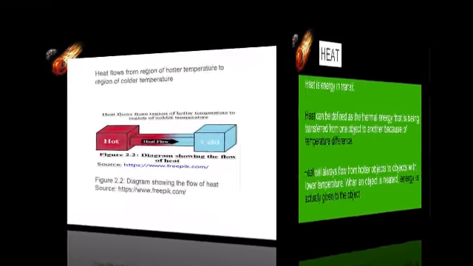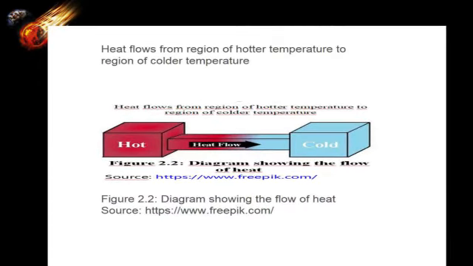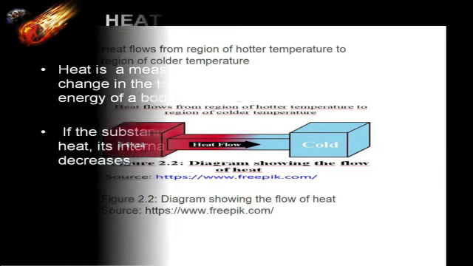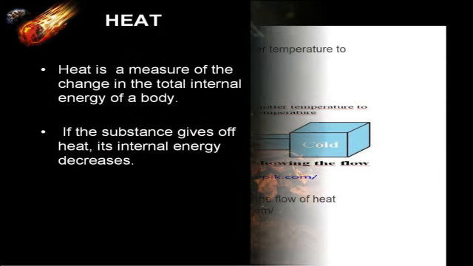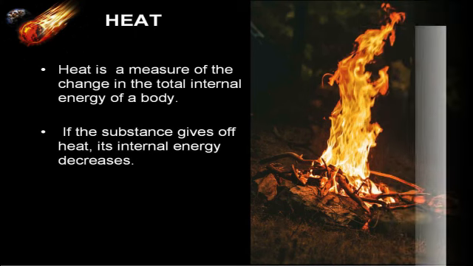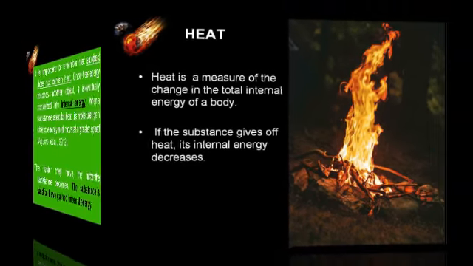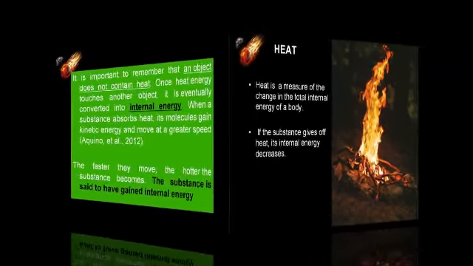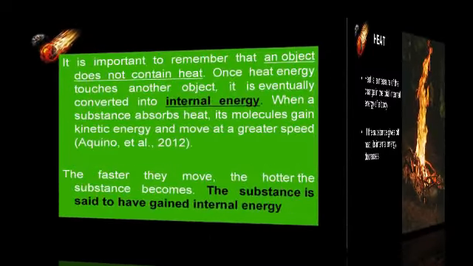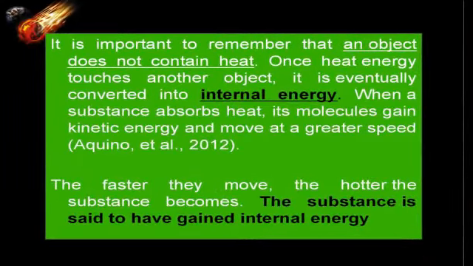Now let us look at figure 2.2. So it shows that heat flows from a region of hotter temperature to a region of colder temperature. Heat is also defined as the measure of the change in the total internal energy of a body. If the substance gives off heat, its internal energy decreases. It is important to remember that an object does not contain heat. Once heat energy touches another object, it is eventually converted into internal energy.